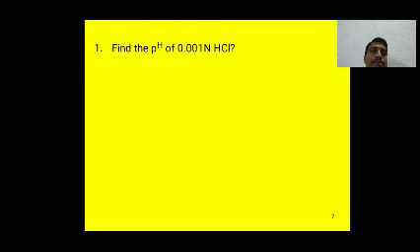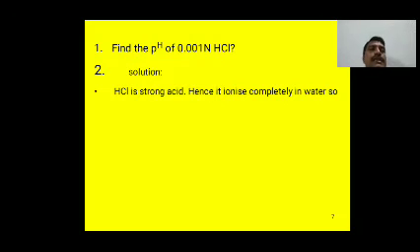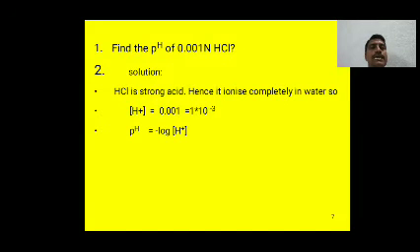Some problems on pH value. Find the pH of 0.001 N HCl. Solution: HCl is a strong acid, hence it ionizes completely in water, so it produces H plus ions. H plus ion concentration is 0.001 N, therefore 1 into 10 to the power of minus 3 N. pH is equal to how much? pH is equal to minus log H plus ion concentration.